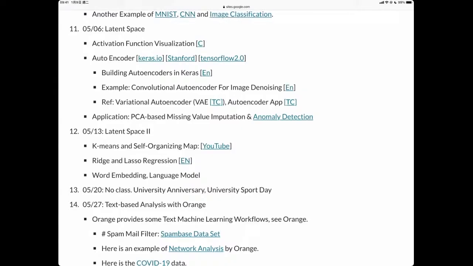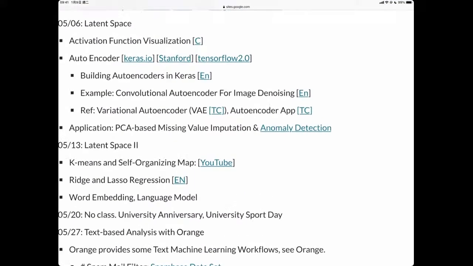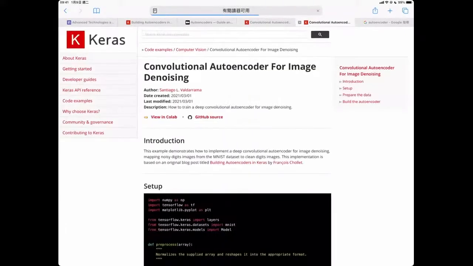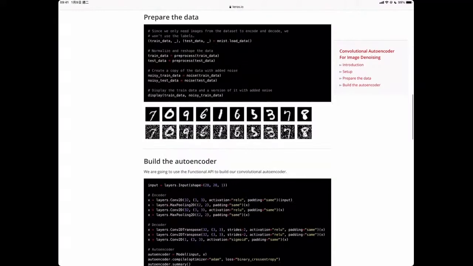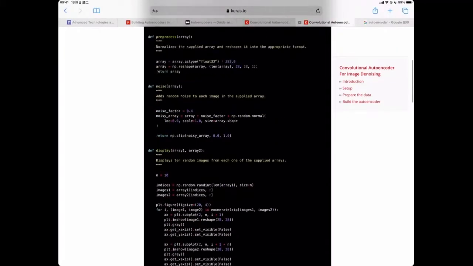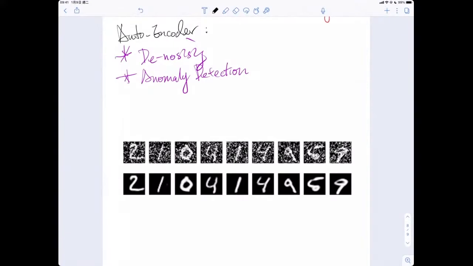So let's take a look at some important applications using autoencoder. For example, right here is denoising. We have an example right here, which is a convolution autoencoder for image denoising. So the code is right here, so you can copy the code. However, I would like to explain what is the basic concept behind such kind of design.